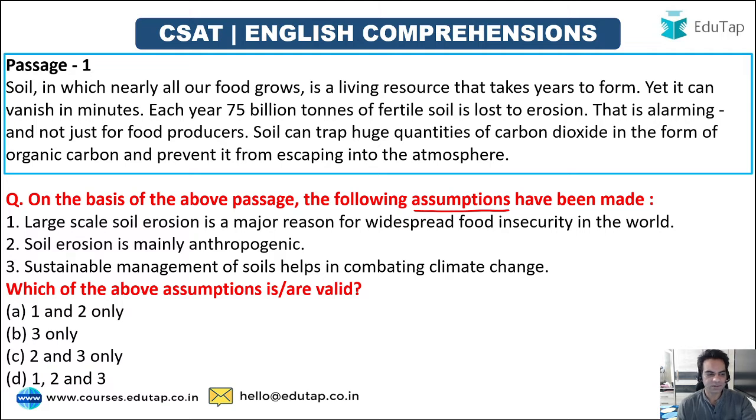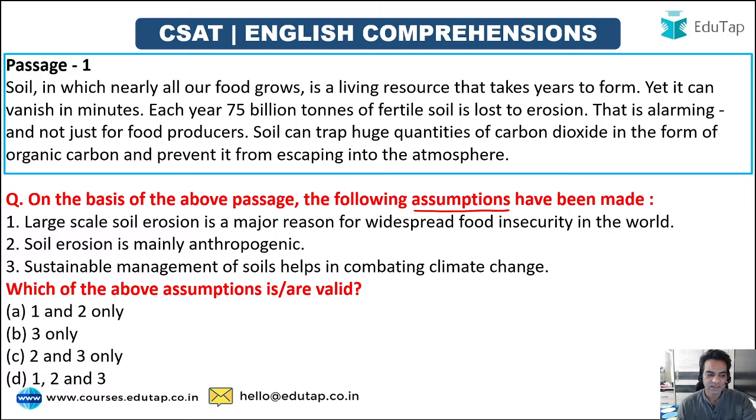So let's read the assumptions now, guys. Large scale soil erosion is a major reason for widespread food insecurity in the world. Now, is this a reason for widespread food insecurity in the world? That is nowhere mentioned, right? It is a living resource, right? And it has been said this is alarming for food producers, but that doesn't mean it is a major reason for food insecurity.